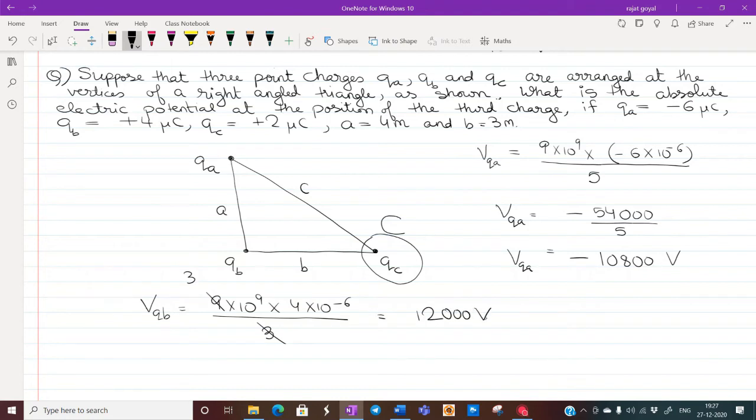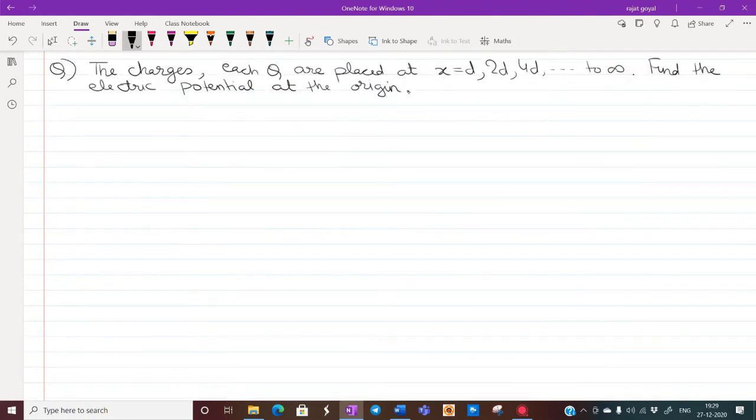So the total potential at the point will be the algebraic sum, which means 12,000 minus 10,800, the net potential. So the net potential is 1,200 volts. So let us come to one more question, which says that the charges, each capital Q, are placed at x is equal to d, 2d, 4d, and so on to infinity. Find the electric potential at the origin.